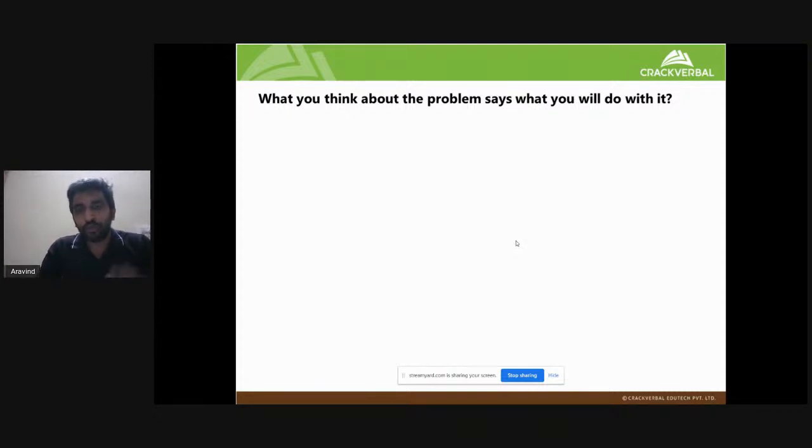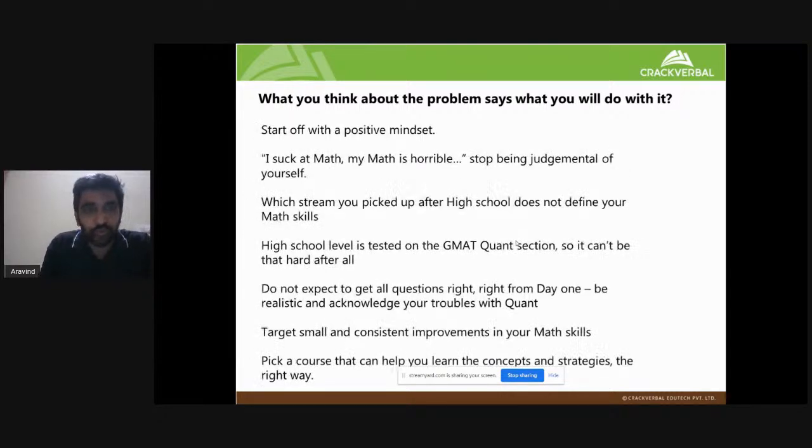So if you want to do well on GMAT quant, the first thing that you have to change about yourself is probably your mindset. It's probably the way you think of GMAT quant, the way you perceive GMAT quant, right? That has to change. You can't start off with a negative mindset. You will have to start off with a positive mindset and tell yourself that given time, I can learn GMAT quant. I can learn how to do well on GMAT quant.